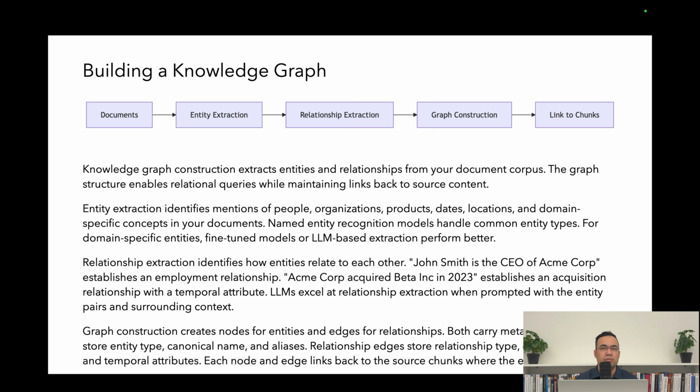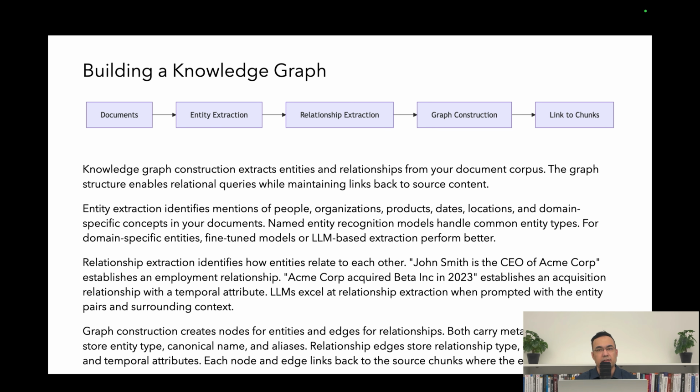Relationship extraction identifies how entities relate to each other. For example, John Smith is the CEO of Acme Corp. This establishes an employment relationship. Acme Corp, let's say, acquired Beta Inc. company in 2023. This sentence establishes an acquisition relationship with a temporal attribute. LLMs excel at relationship extraction when prompted with entity pairs and surrounding context.